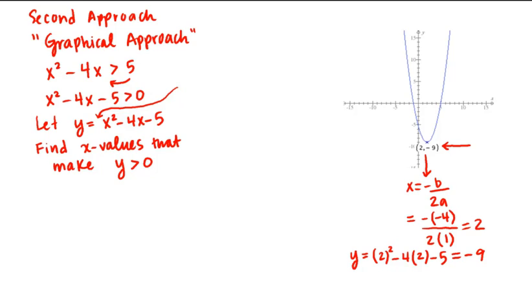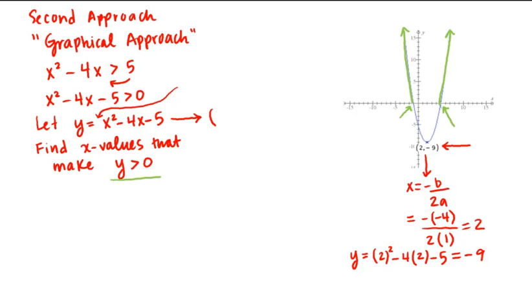Now remember, we want to find the x values that make y greater than 0. Y will be greater than 0 above the x-axis here on these green pieces. So what we need to do is to determine what x values will land us on those green pieces, which means we need to find these x-intercepts here. And we can do that by factoring.